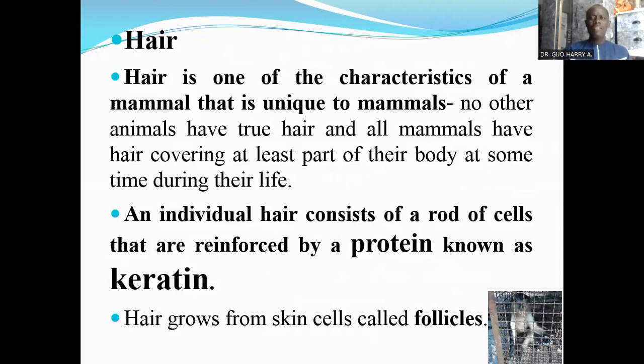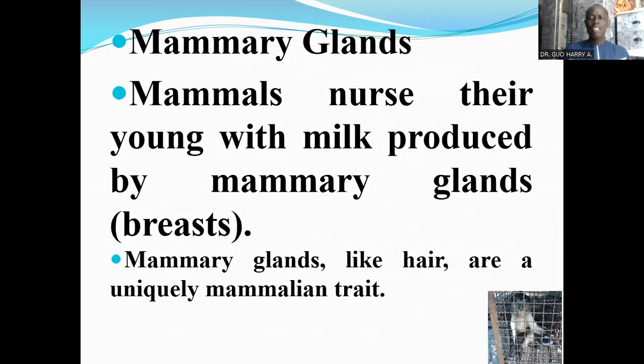The next distinctive feature of mammals, the second characteristic of mammals, is the possession of mammary glands. Mammals nurse their young with milk produced by mammary glands. And what are mammary glands? Mammary glands basically refer to the breasts that are used to breastfeed the young of mammals. Mammary glands, like hair, are uniquely mammalian traits. They're not found in any other group of organisms.